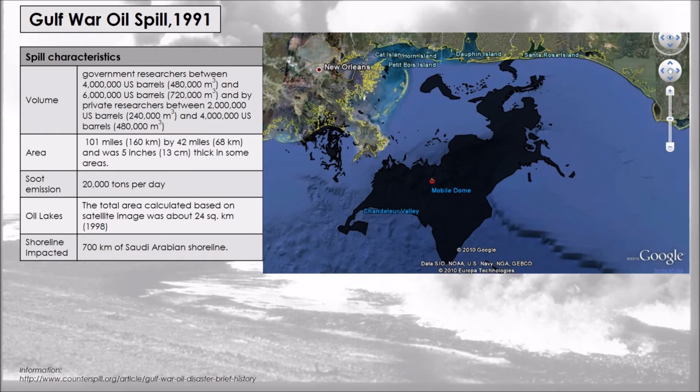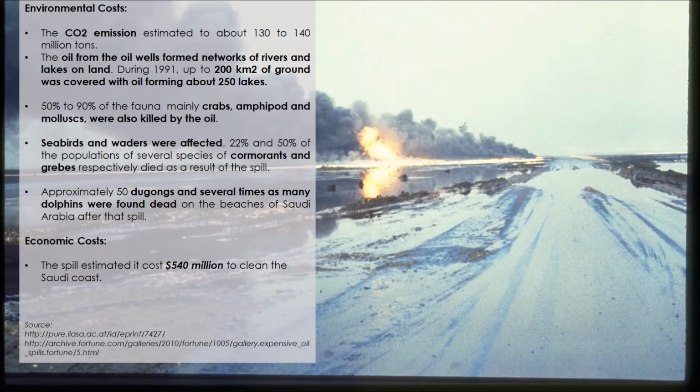The environmental costs of this oil spill included the carbon dioxide emission that was estimated to about 130 to 140 million tons. Fauna was affected. 50% to 90% of the fauna, mainly crabs, amphipod, and mollusks, were killed by the oil spill.